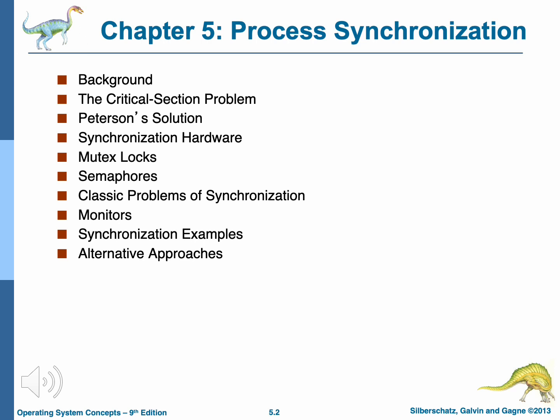Concurrent access to shared data may result in data inconsistency, however. In this chapter, we discuss various mechanisms to ensure the orderly execution of cooperating processes that share a logical address space so that data consistency is maintained.